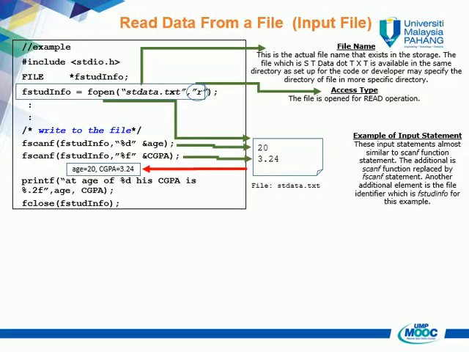These input statements are almost similar to the scanf function statement. The difference is that the scanf function is replaced by the fscanf statement. Another additional element is the file identifier, which is fstudinfo for this example. Then, the program produces the output on the screen.